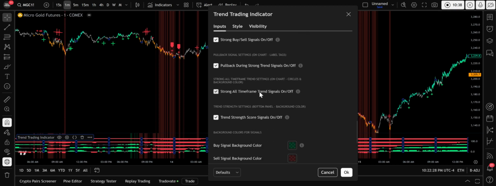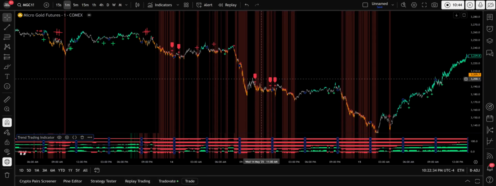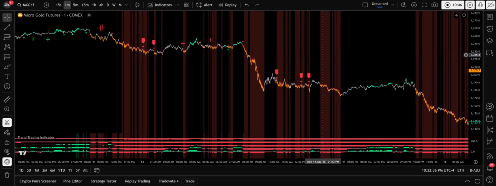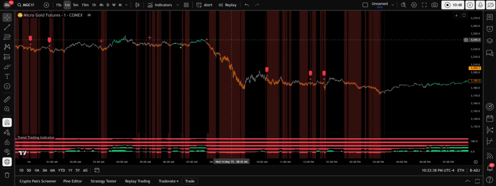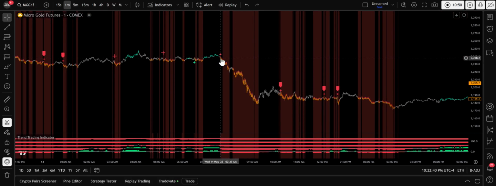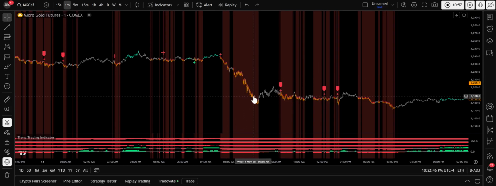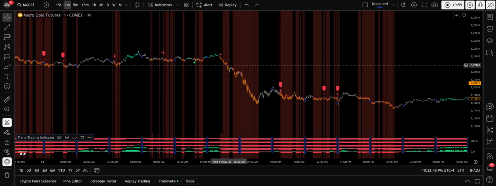Next is going to be strong all time frame trend signals. This is going to show up as circles and the background color. So there's two different versions of this that we have. And it just means that there's a strong trend on all the time frames that you have selected. So these are going to show up as dots. And that's one different method of calculation that we have. You can see those red dots on top of the candles. So that means in that type of calculation, we have a strong trend.